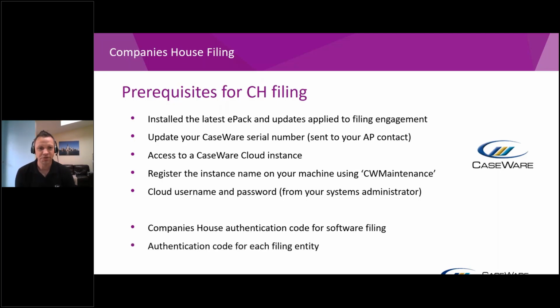And then a separate authentication code will be required for each entity that you're trying to file. Now that authentication code can be entered into the wizard on the engagement in question. The advantage of that is once you've entered it into the wizard, once you roll that engagement forward, the authentication code will still be there ready for next year. Those codes don't change year on year.